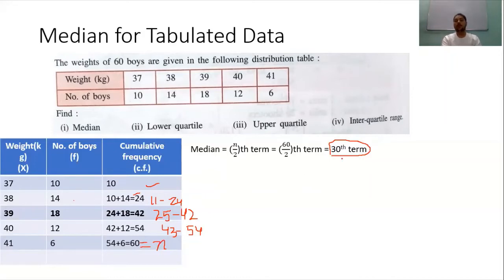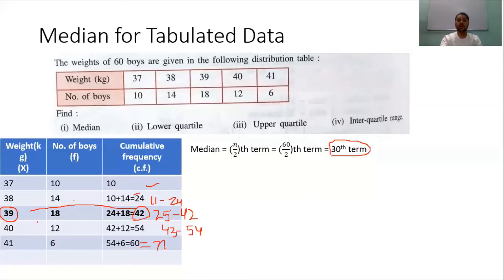So we have the 30th term. The 30th term will fall here, from 25 to 42 terms we are having here. So corresponding to your 30th term, we have a median as 39. This will be your median, 39 will be your median.